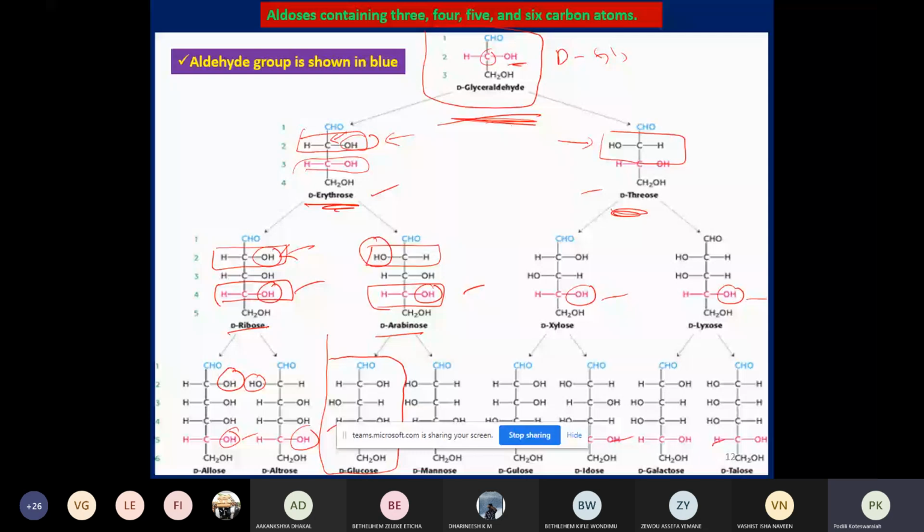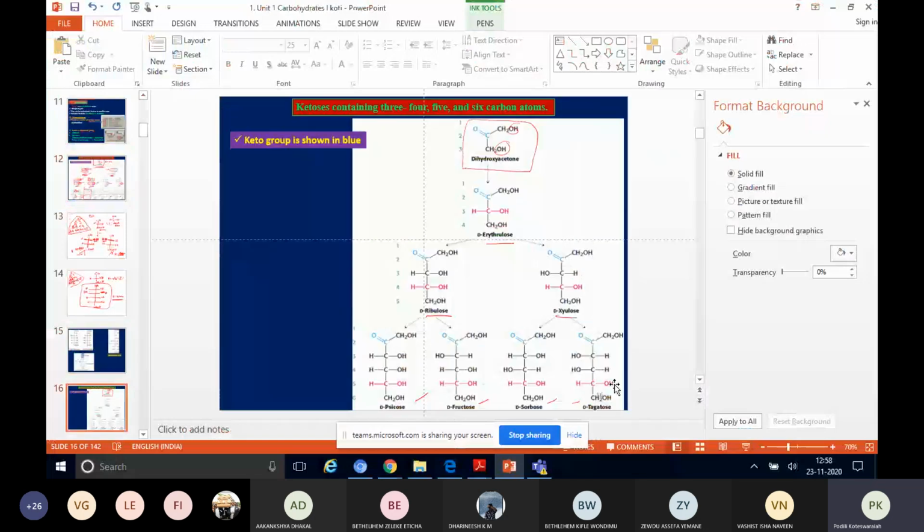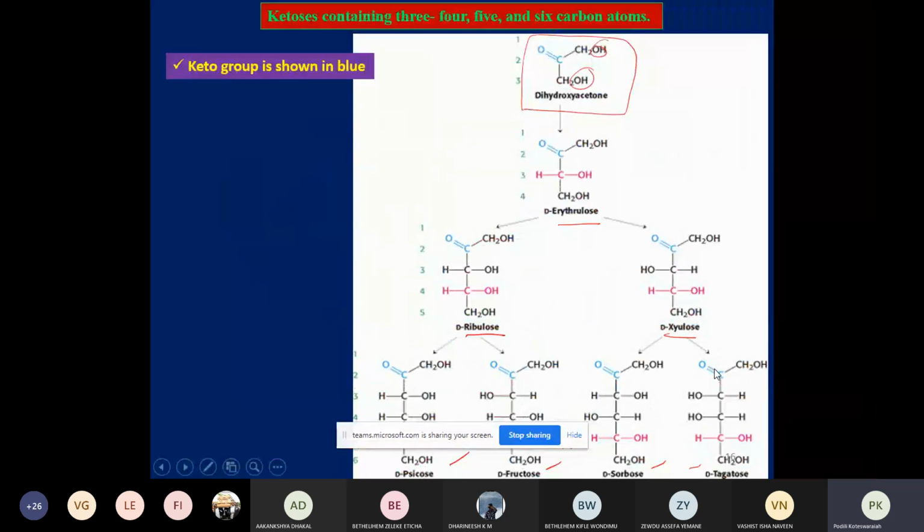In the same way, you can also write the structure of the keto sugars. As I already said, keto sugars have the keto group. The simplest ketose is the dihydroxyacetone. So this is CH2OH on one side and CH2OH on the other side. So this is the dihydroxyacetone, the 3-carbon ketose.